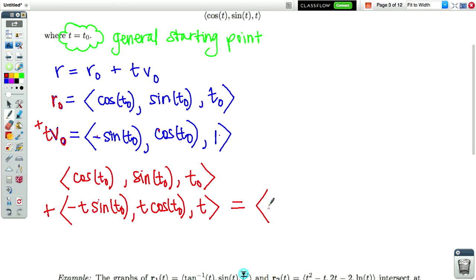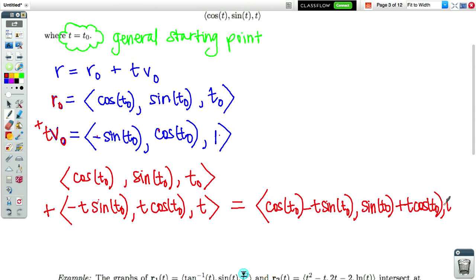So I have, oh, this is going to be kind of long. Cosine of t sub 0 minus t sine of t sub 0. First component is right there. Now t is my variable here, so I would never plug anything in for t, because that's what actually allows this line to sort of extend forever in both directions. My second component is sine of t sub 0 plus t cosine t sub 0. And my third component is just t plus t sub 0, and then I'll close that off.